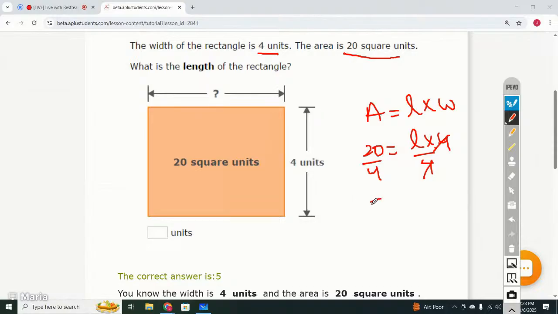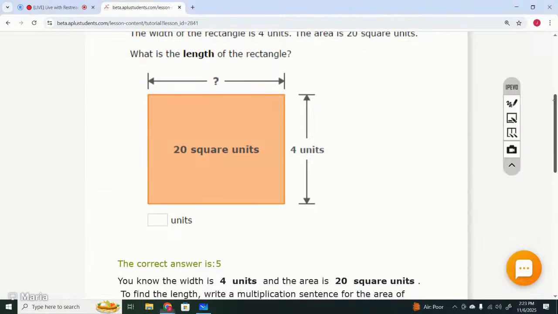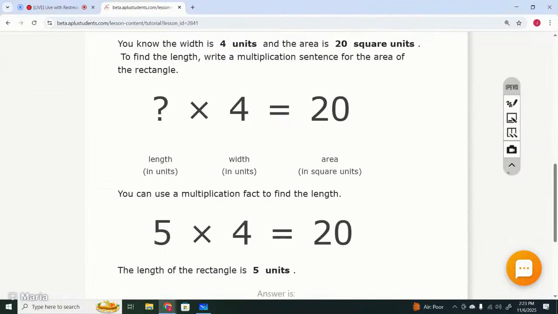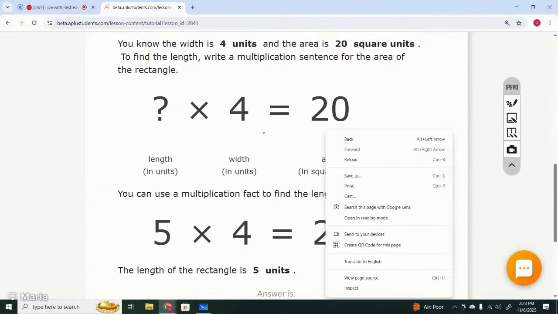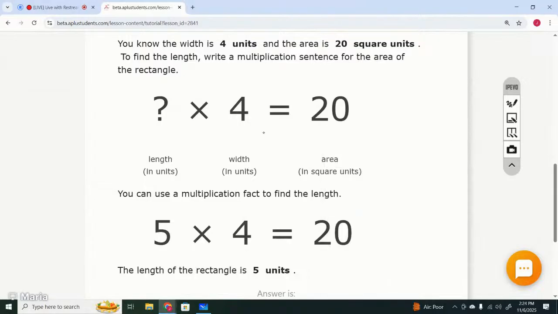That is 4 times 5 is 20. That means the length is 5, right? Or you can say what number times 4 equals 20, because you are given the area is 20. So what number times 4 is 20, because length times width is 20. You can find the number, 5 times 4 is 20. So 5 it is.